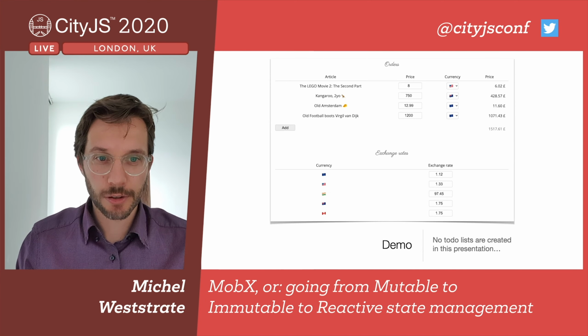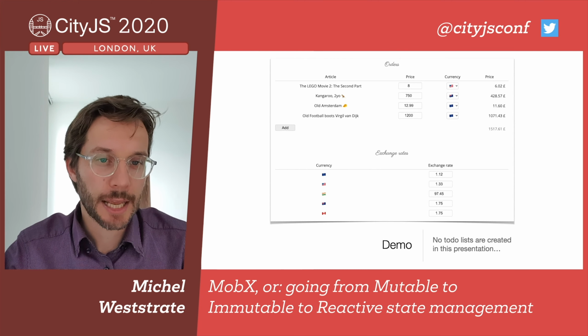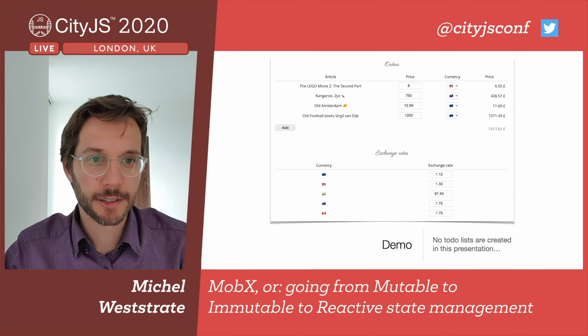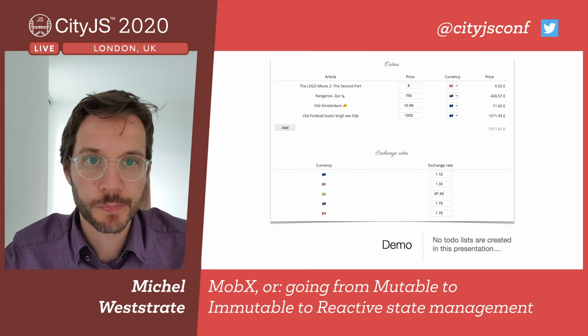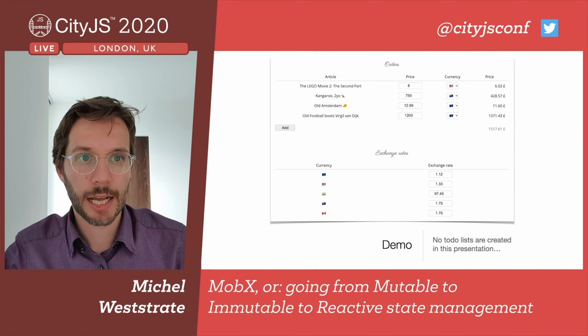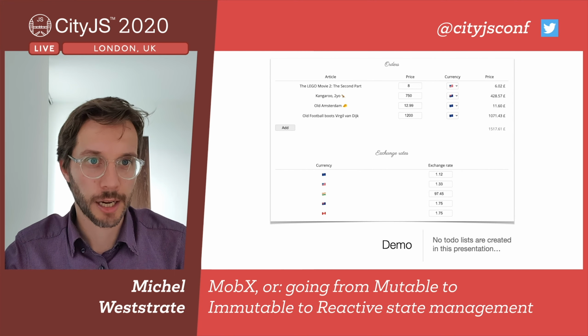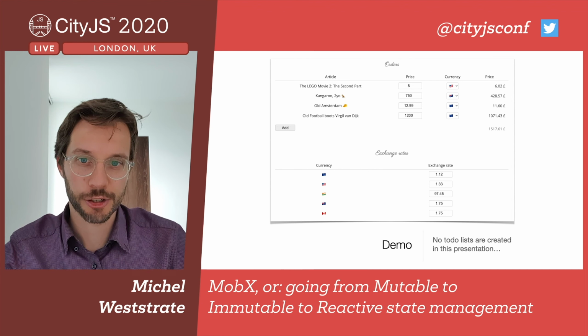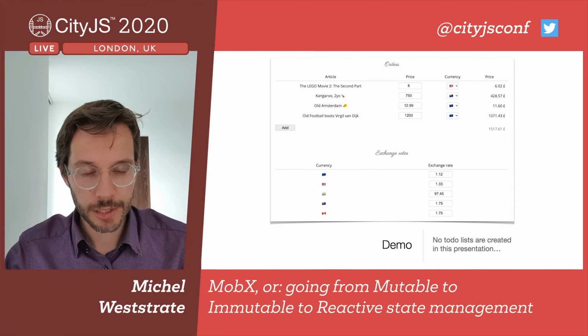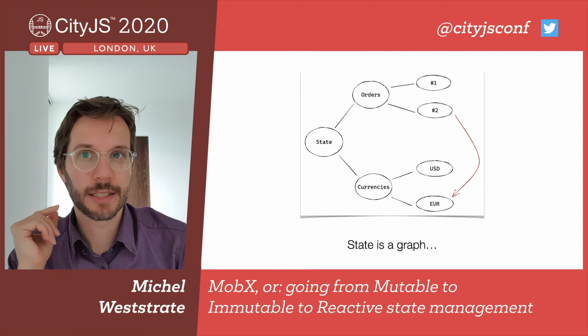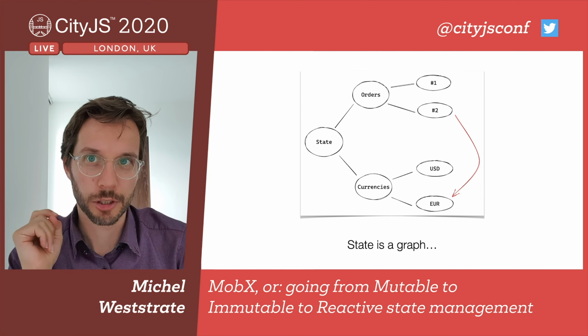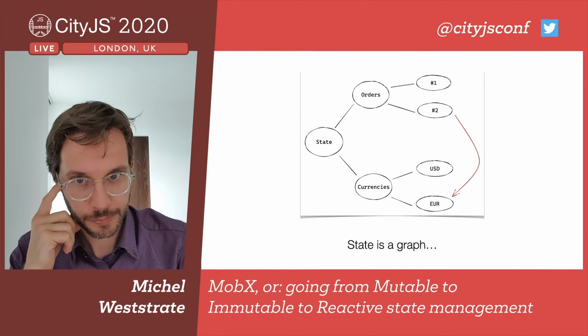So for today's talk, I built a demo application, and it's not like your typical to-do application, because to-do applications are bad demo examples, and I'll explain why. But this demo has a bunch of order lines and a bunch of exchange rates that apply to them. So in essence, pretty straightforward. But the interesting thing is that this demo has a cross-cutting concern, namely the exchange rate.